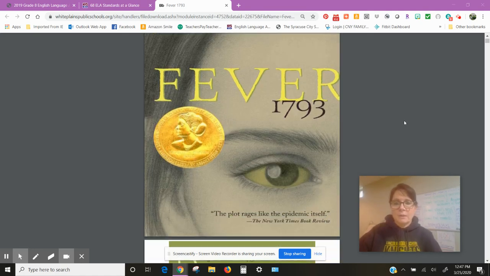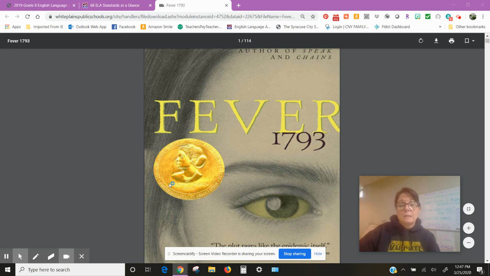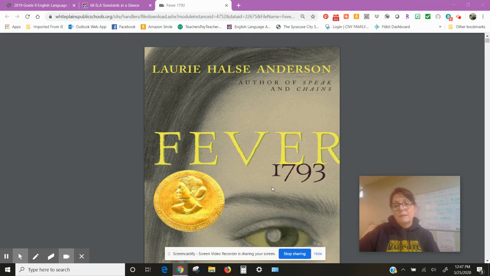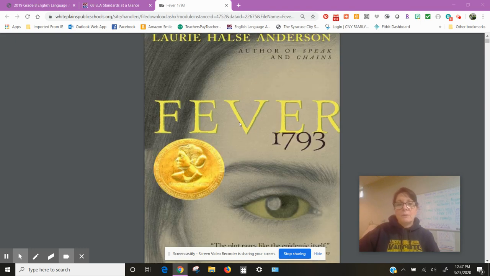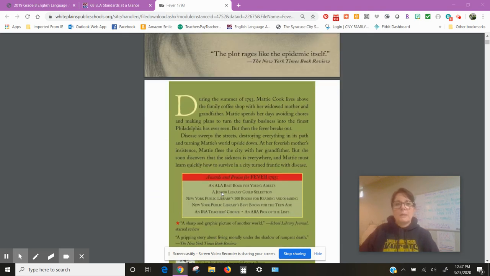What do you notice on this book? What do you see? Okay, you can write that down. What I'm hoping that you notice is the yellow in this cover, because this book is about the yellow fever that happened in 1793, and it affected people. It was a fever that affected their liver. So in affecting the liver, this is why their eyes turned yellow and their skin turned yellow, and it was called the yellow fever. So let's read the back of the book.